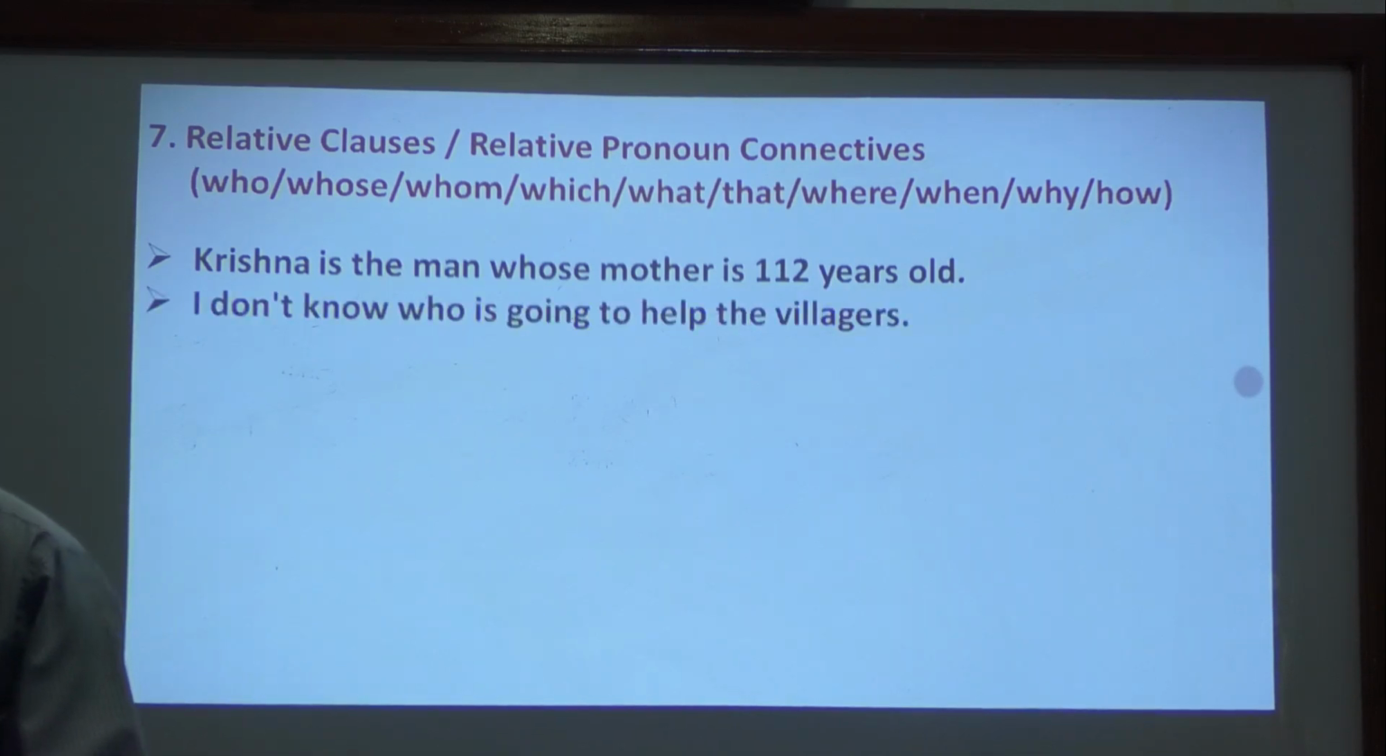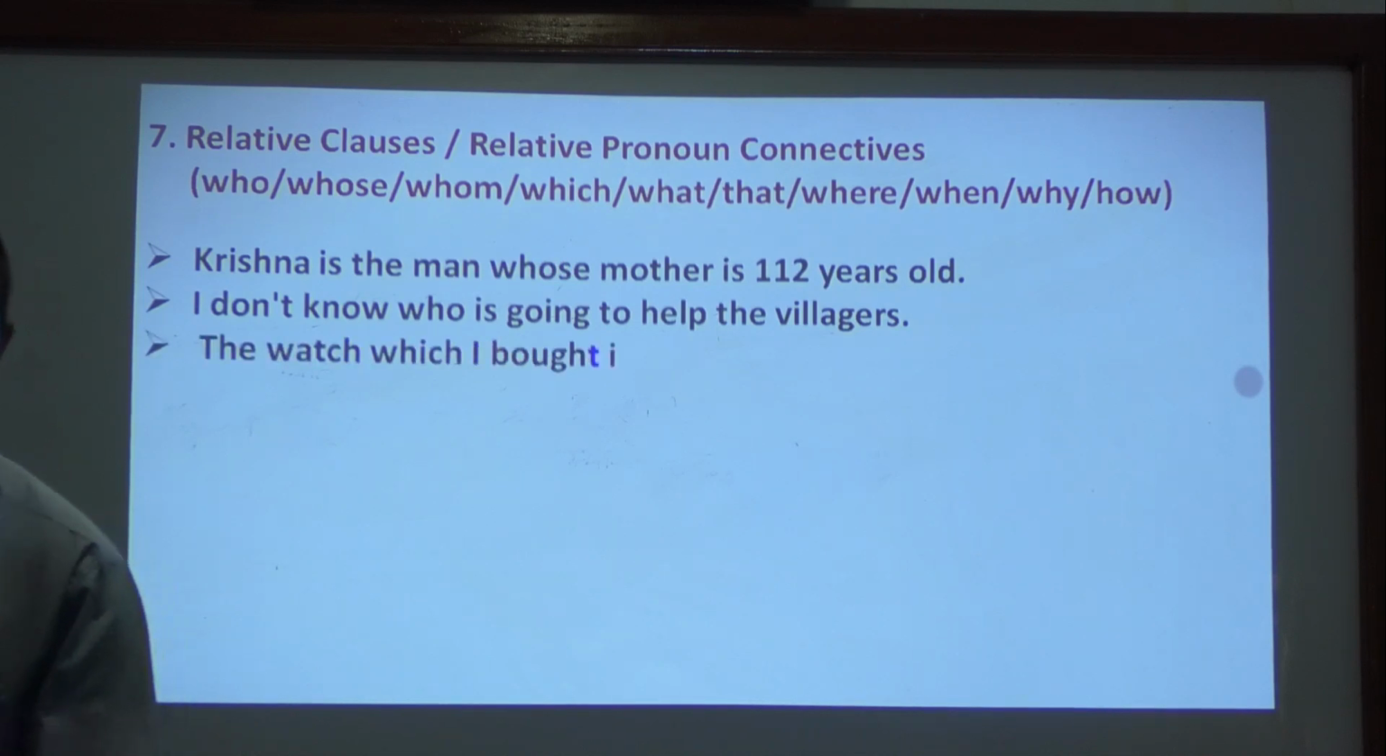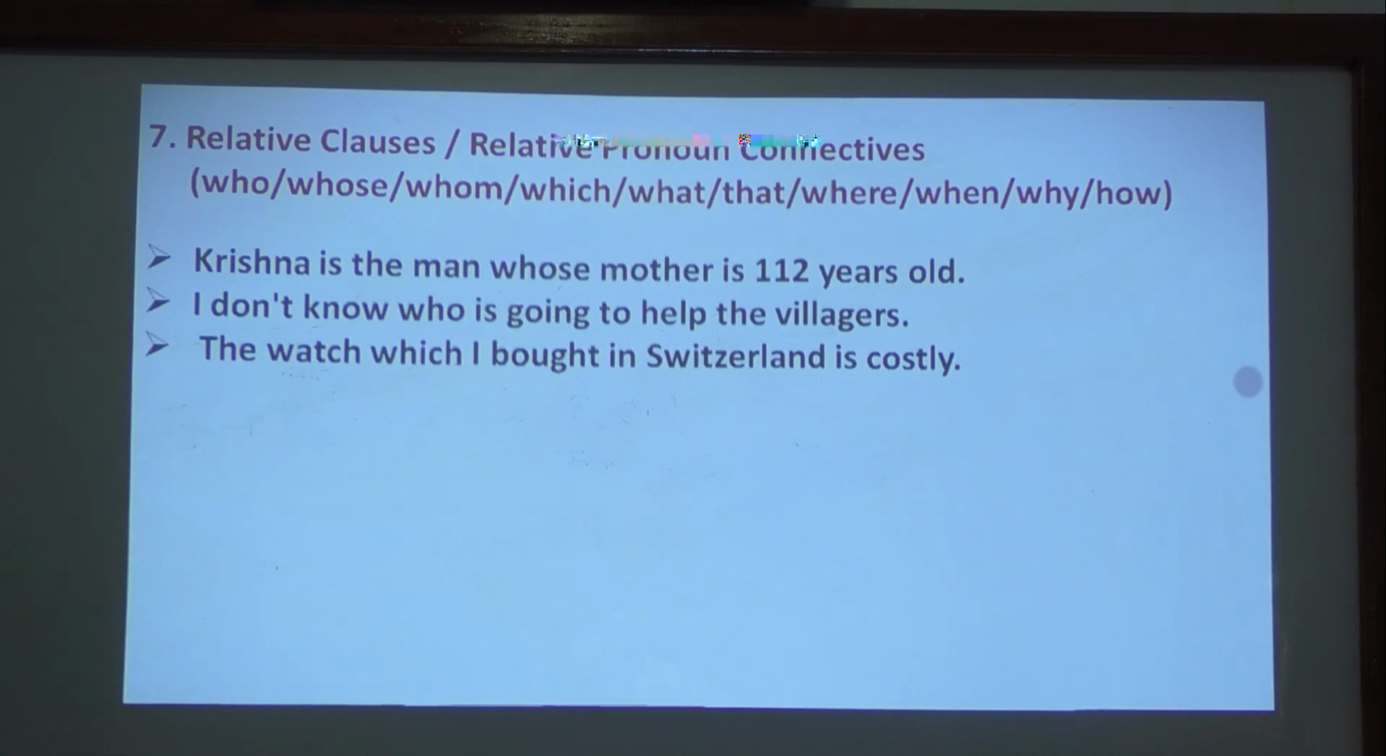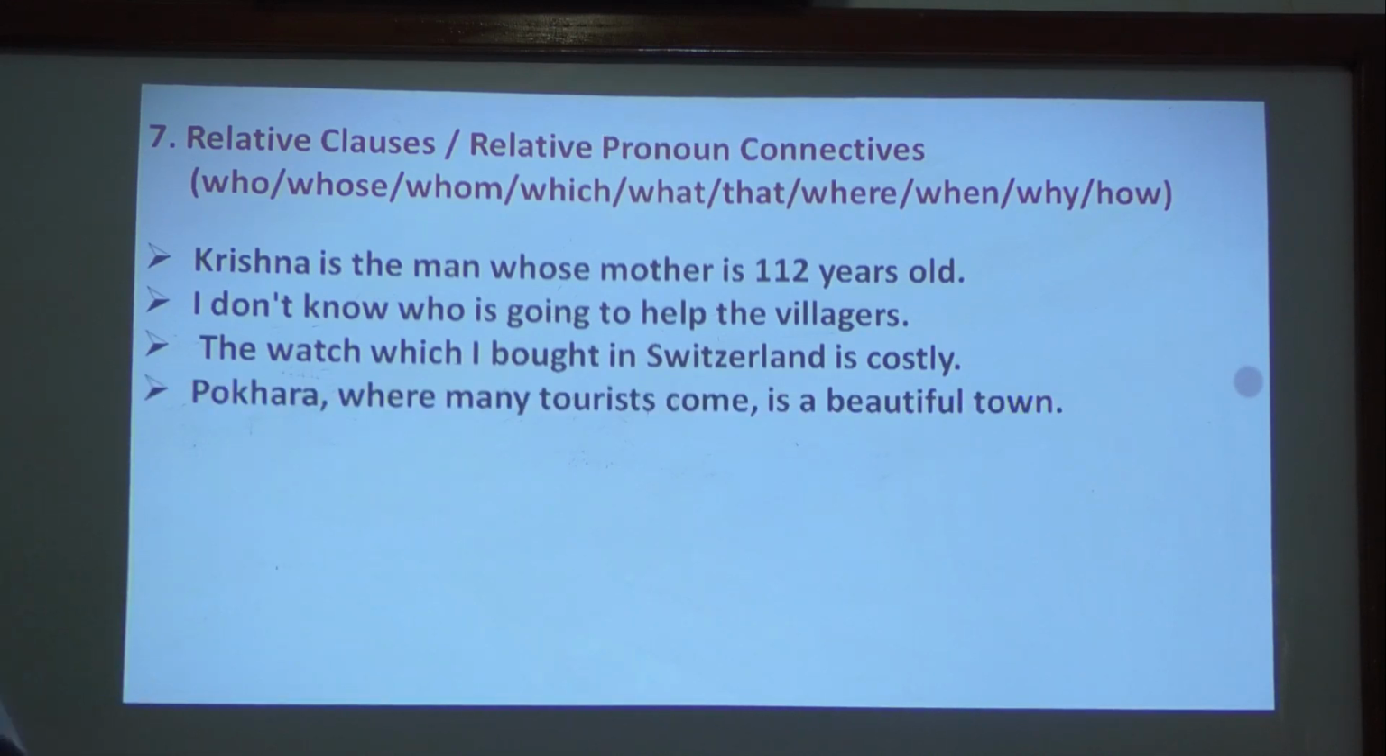And I don't know who is going to help the villagers. So here is the use of who. Here is whose. Similarly, the watch which I bought in Switzerland. Pokhara, where many tourists come, is a beautiful town. So Pokhara is a place, that's why where is used here.